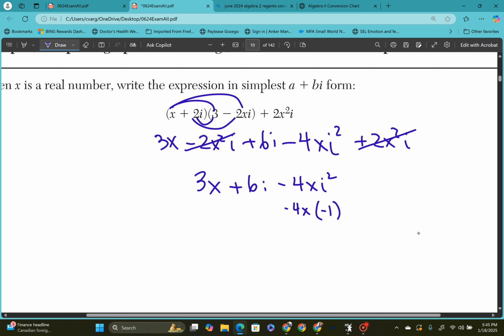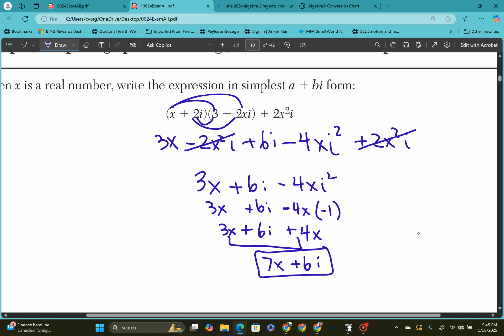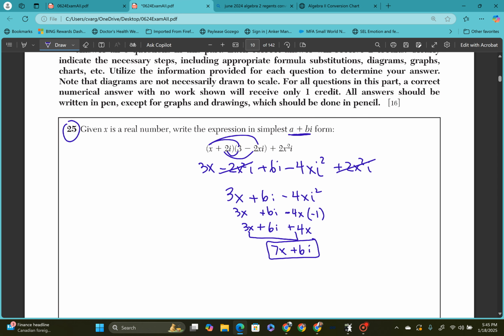Let me bring down everything else. So this is plus 6i and this is 3x. Okay. So what does that mean? That means that this is plus 4x because negative times a negative is a positive. This 6i comes down, and then I have the 3x, and now I'm just going to combine like terms here. So that's going to be 7x plus 6i, and that is in a plus bi form. So that's my 2 points.